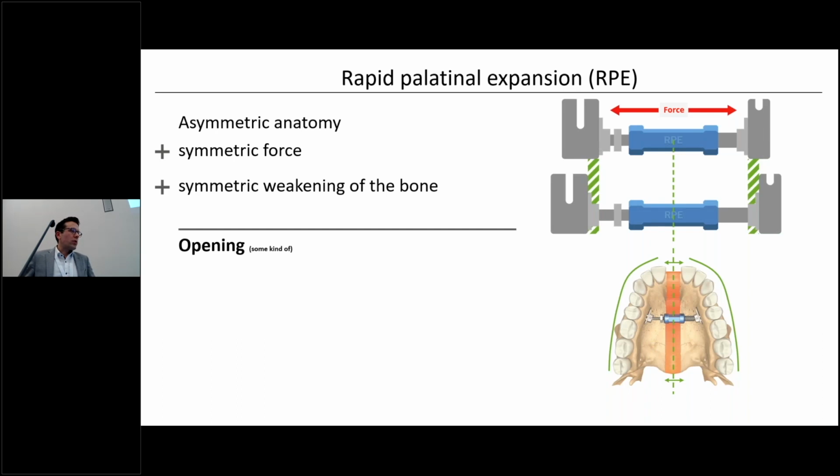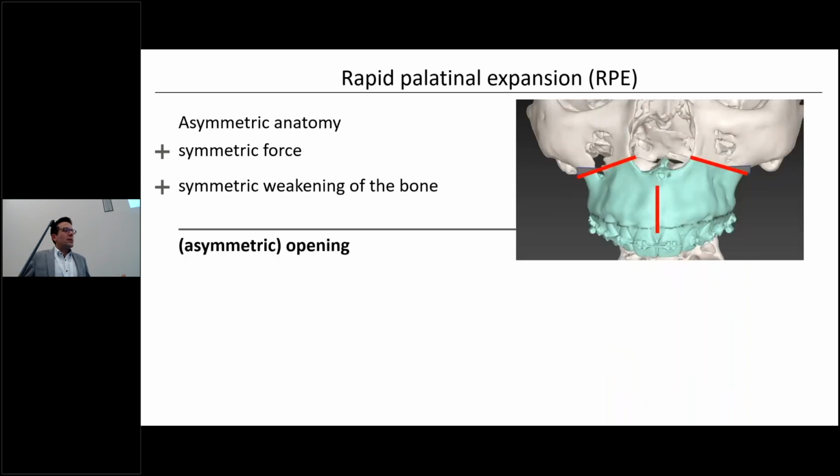Why do we do these kinds of operations? So what's the RPE in precise? We have an asymmetry in the anatomy. We have an osteodistractor, the RPE device you see in the upper right picture, and this device is simply a kind of double screw, and it gives constant forces to the right and the left side. And we as surgeons are there to symmetrically weaken the maxilla in the upper part so that the opening of the maxilla can take place. And sometimes we even get a kind of asymmetric opening.